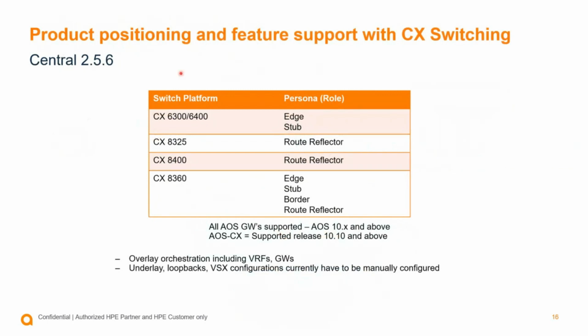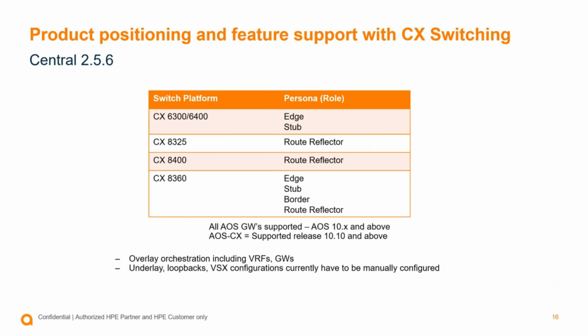So, product positioning and the code support, where we are. A bit like the Fabric Composer, each switch family has a distinct persona. I prefer to use the expression role for its place in the network. This persona and role is an expression of the switch function, and it's there to ensure that the correct configuration is pushed down to the device based on its role or persona.